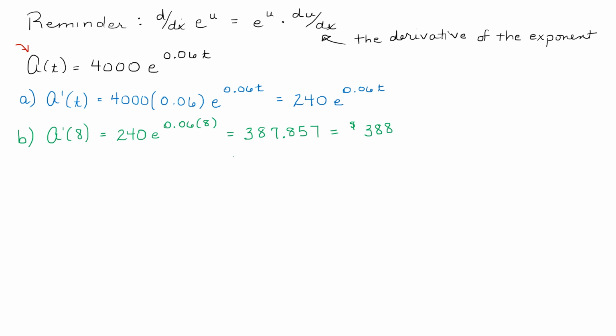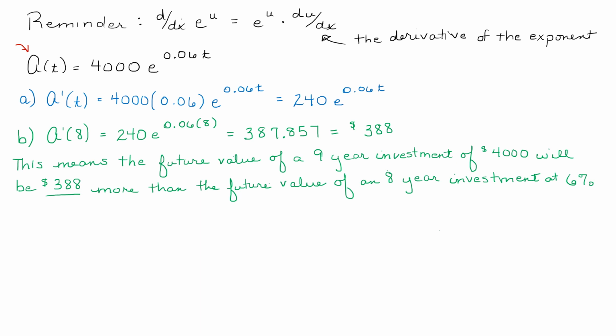Now, what does this mean? So what this means is that the future value of a 9-year investment of $4,000 will be $388 more than the future value of an 8-year investment at 6%. So that's based on the approximation that we came up with using the derivative.